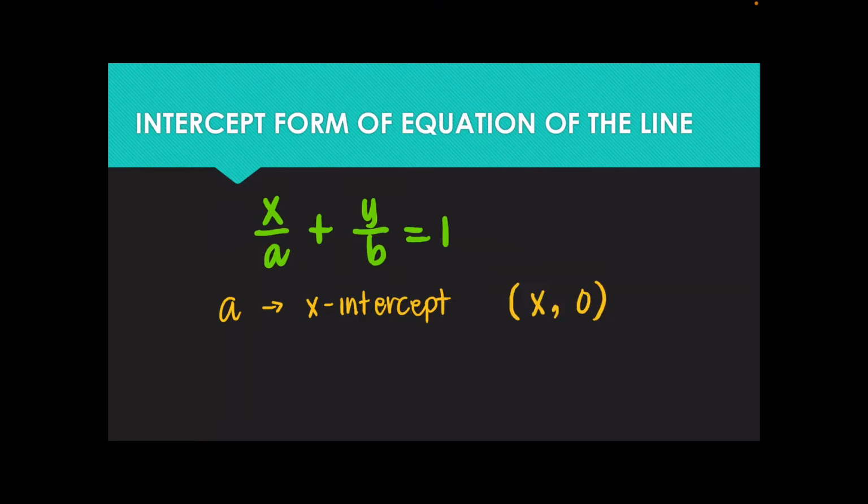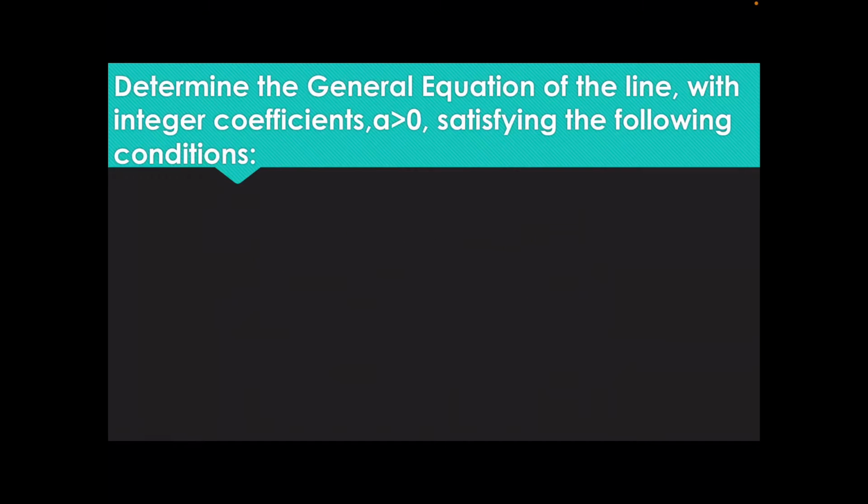So when we say x-intercept, y is 0 and you have a value for x. So it is a point that is found along the x-axis. And b is the y-intercept. So in this case, our x coordinate is 0, and then we have the value for the y coordinate. So it's (0, y), and it is a point that is found on the y-axis.